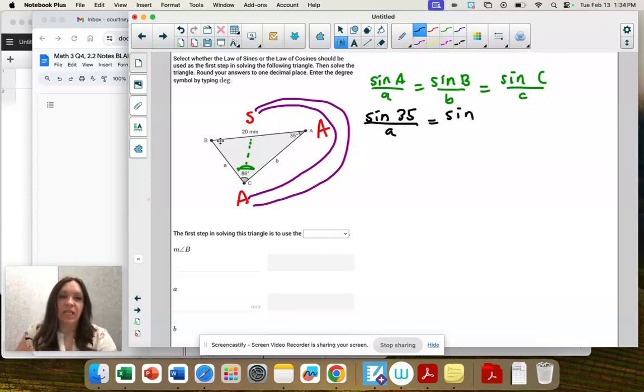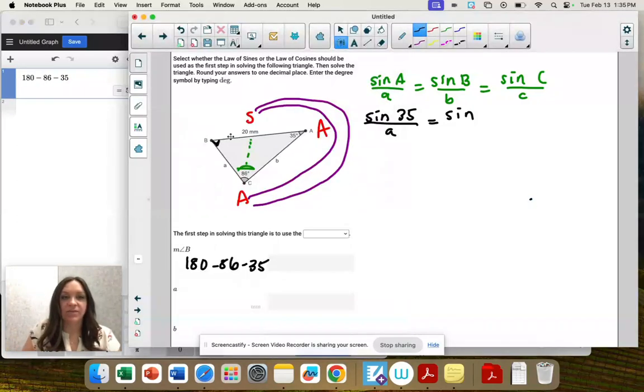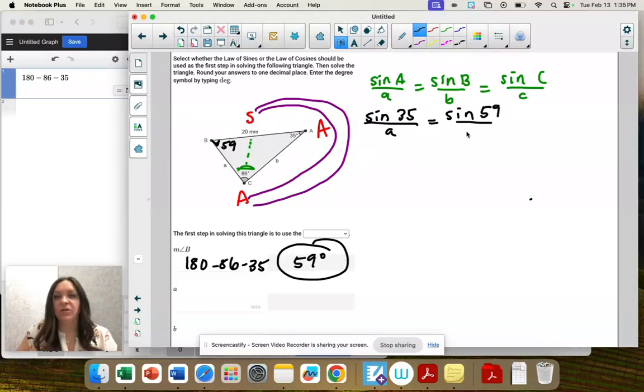B, we can get really quick because we're given two. So when we're given two angles, you find the third one by just subtracting the two that you know. So 180 minus 86 minus 35 is 59. So angle B is 59 degrees. So 59 over side B. And then C is 86 and side C is 20. So we're definitely using this one.